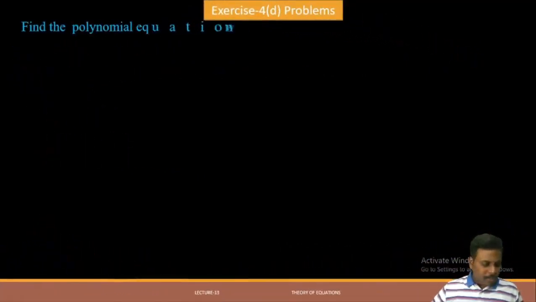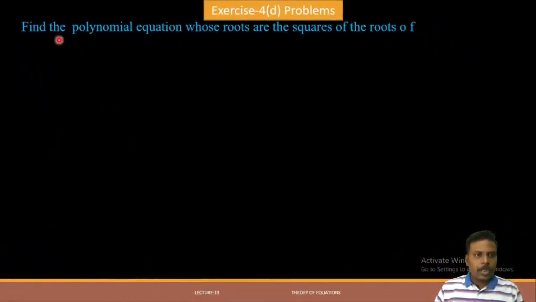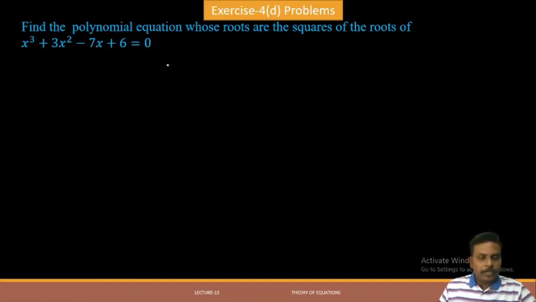Here is our next problem. Find the polynomial equation whose roots are the squares of the roots of the equation x cube plus 3x square minus 7x plus 6 is equal to 0. Let us solve this problem. Here is the solution.